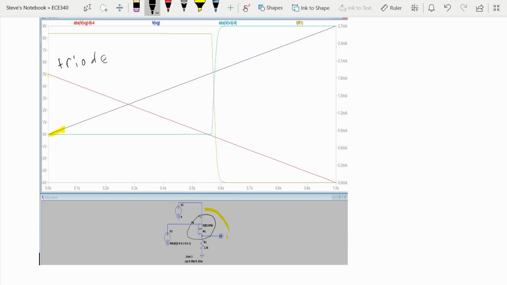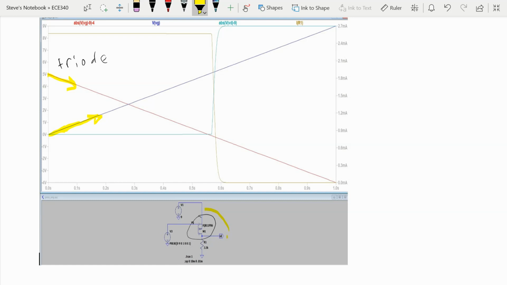That means that in this region, we're in triode. Okay, so now as my gate to source voltage is starting to move up, you can see that my drain to source voltage is moving down. But my current is staying fairly flat, because everything depends more on the drain to source voltage.